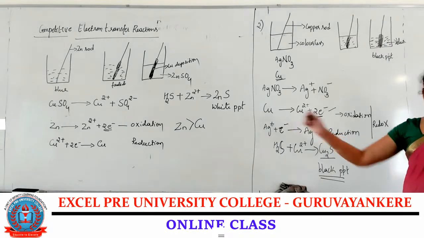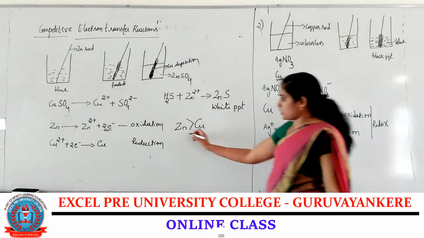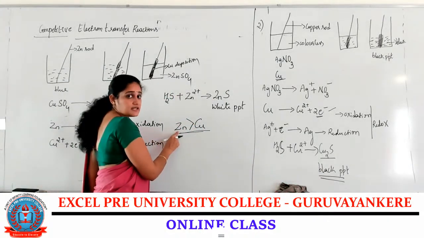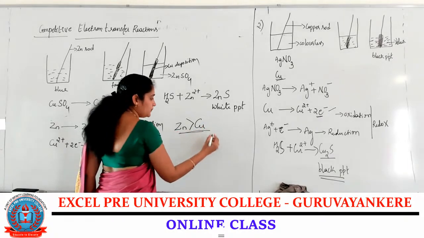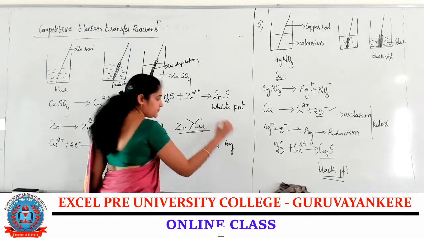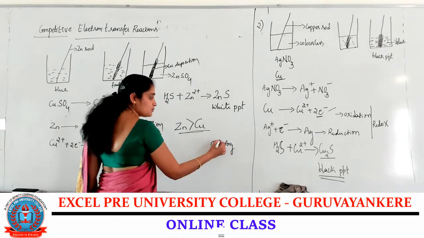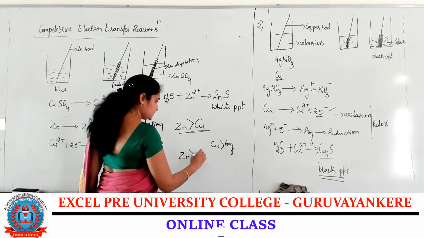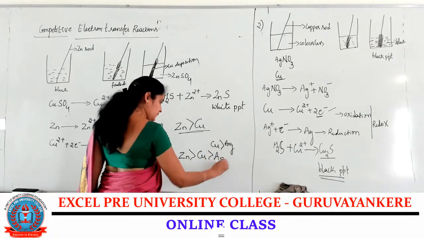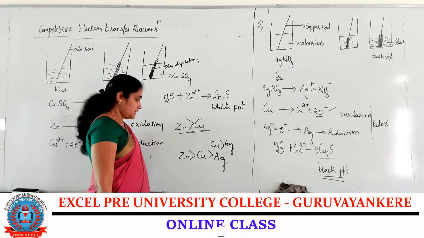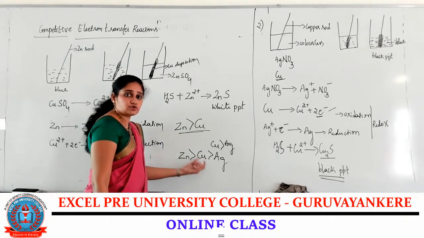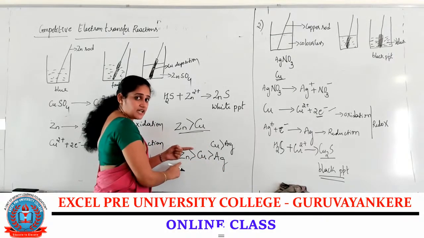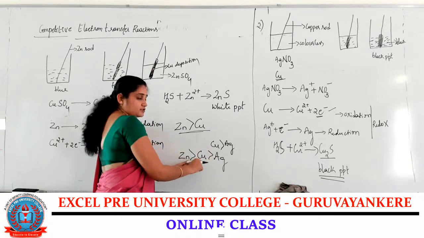Now I am going to conclude the reaction. See, between the zinc and copper, I said zinc is more reactive than the copper. Now between the copper and the silver, copper is more reactive than the silver. So zinc is more reactive than the copper, which is more reactive than the silver. That's why zinc is ready to give the electron to the copper, and copper is ready to give the electron to the silver. The reverse reaction will not take place, that is, silver giving the electrons to the copper.